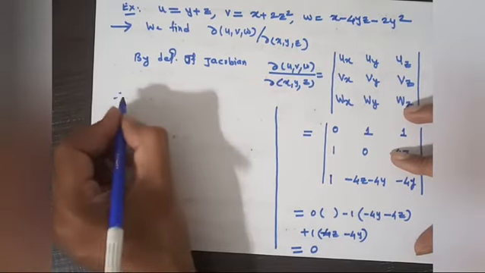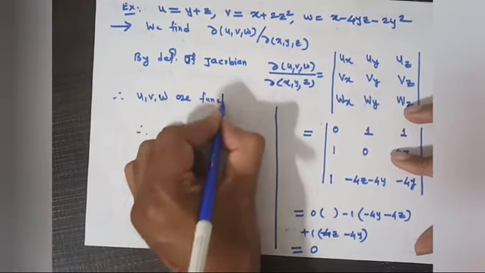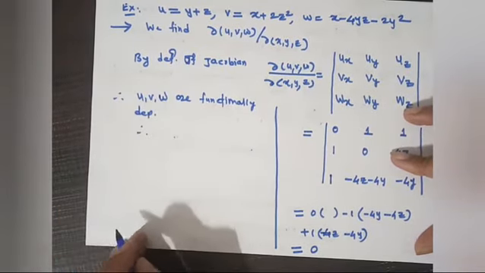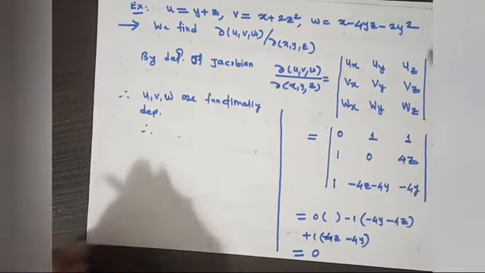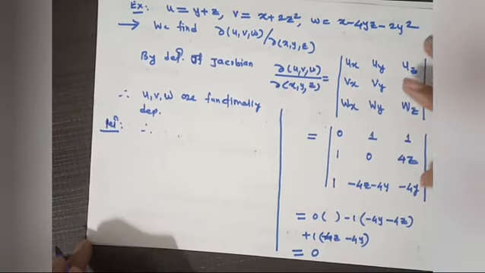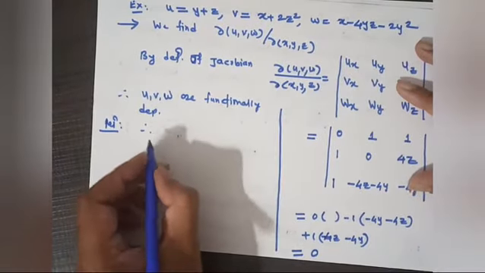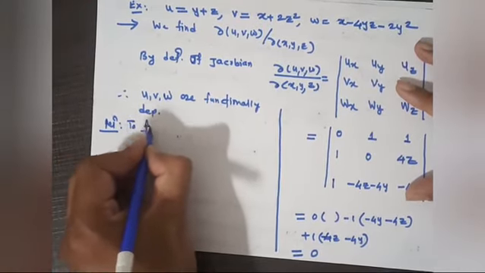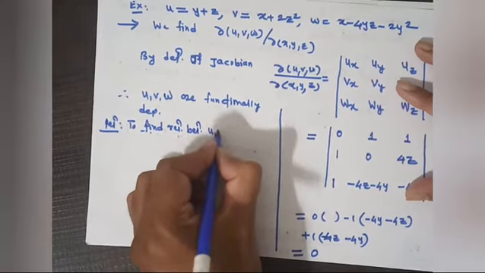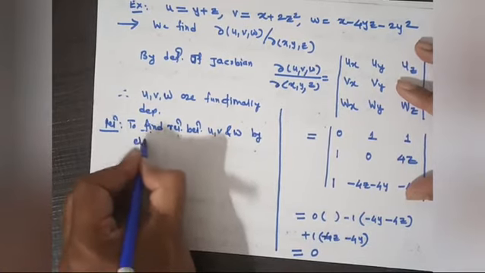So therefore we can say that UVW are functionally dependent. Now what about the relation? How to calculate the relation between UVW? We can find the relation between UVW by eliminating x, y and z. To find the relation between u, v and w, we eliminate x, y, z from the relations.